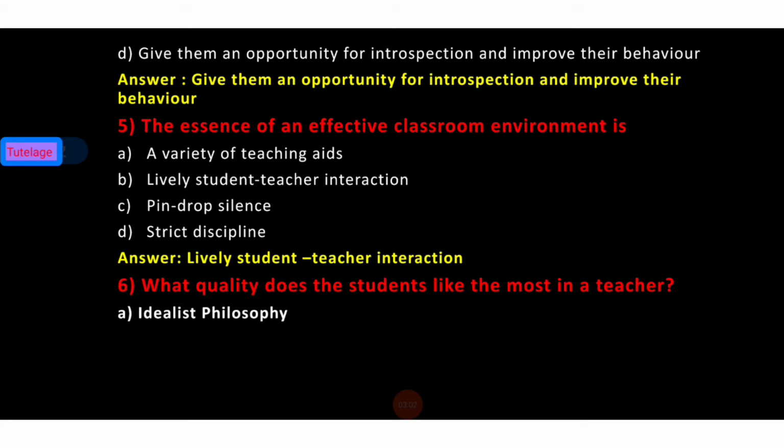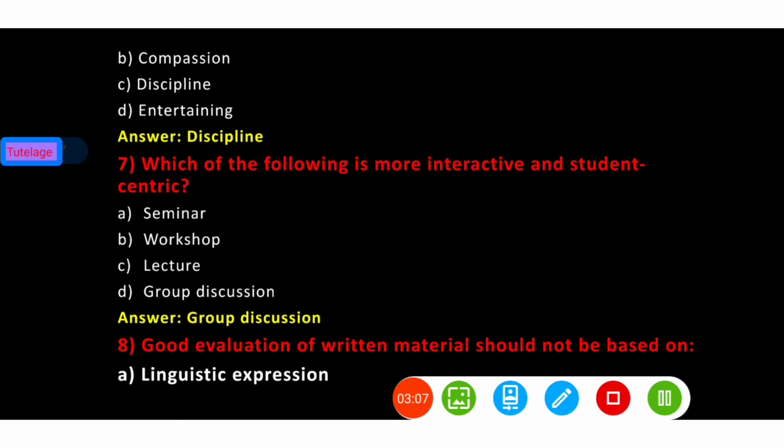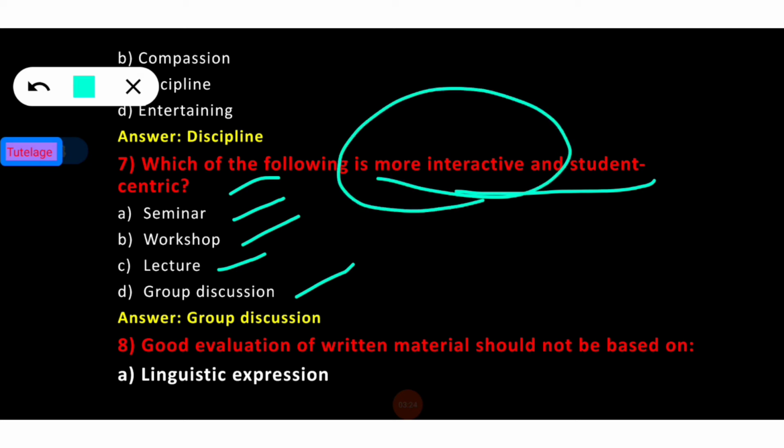So now move on to the next question. Which of the following is more interactive and student centric? The first option is seminar, second option is workshop, third option is lecture, and the fourth option is group discussion. Obviously, the more interactive and more student centric method among these options is group discussion. So option D is the correct answer.